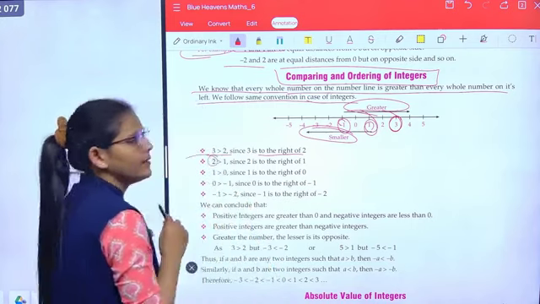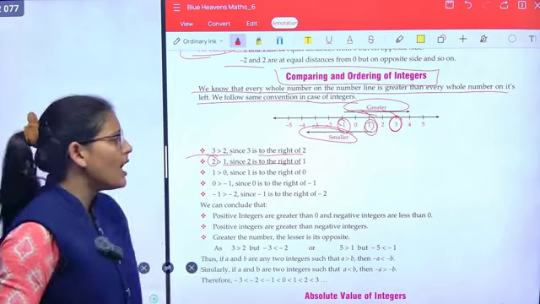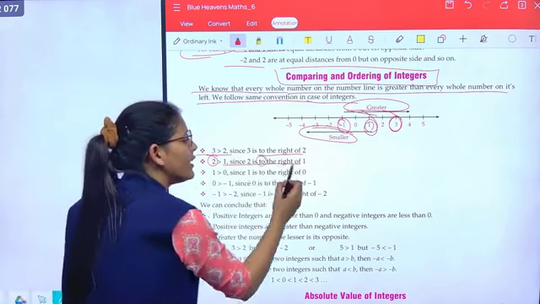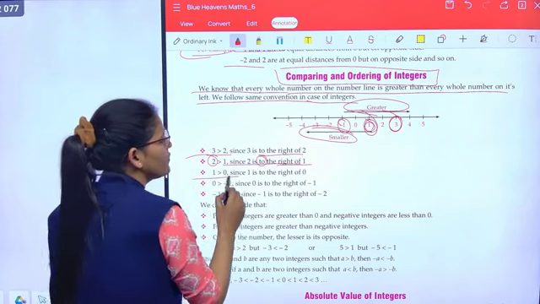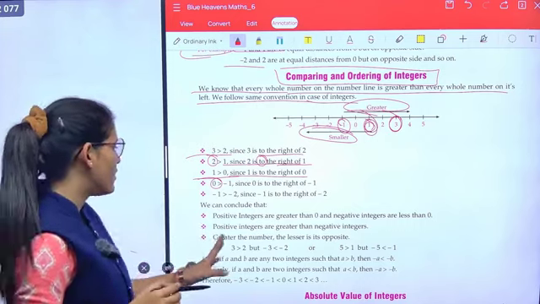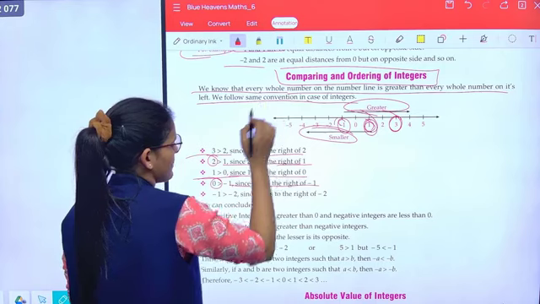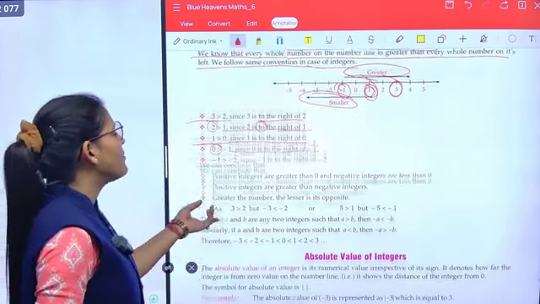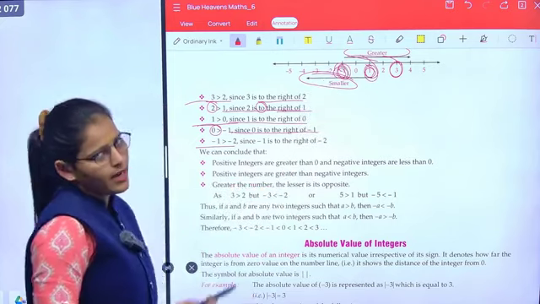Now 2 is greater than 1, since 2 is to the right of 1. Now 1 is greater than 0 since 1 is to the right of 0. Now 0 is greater than minus 1 since 0 is to the right of minus 1. Now minus 1 is greater than minus 2 since minus 1 is to the right of minus 2.